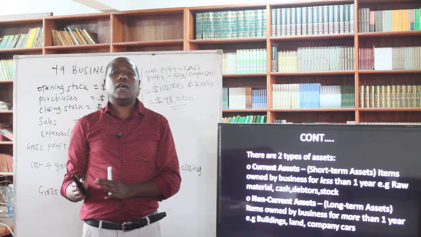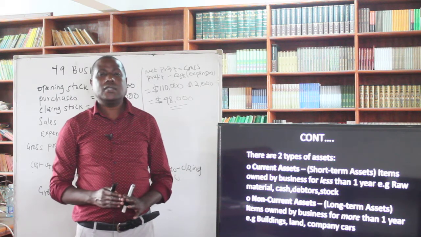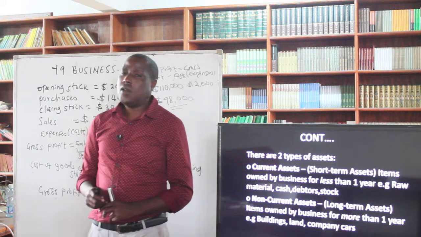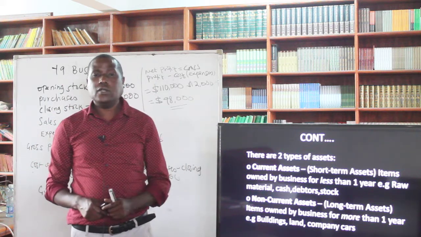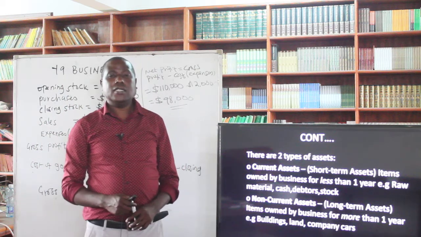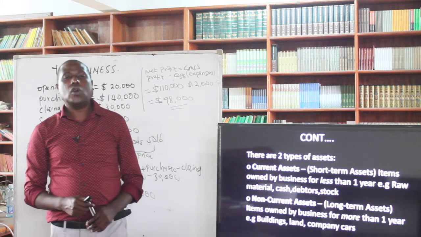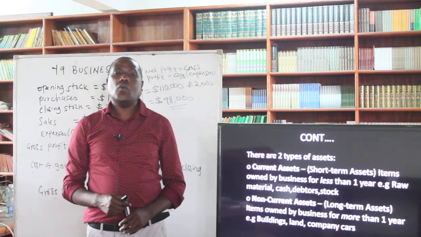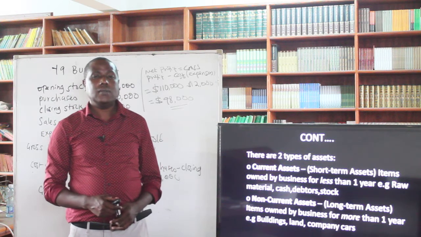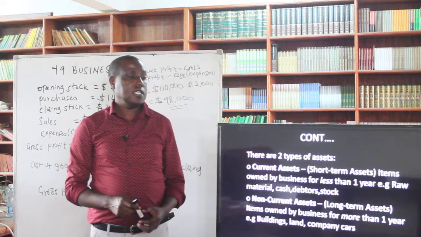There are two types of assets, right? Current assets and non-current, or what we call fixed assets, right? Current assets, these are the short-term assets, items owned by businesses for less than 1 year. For example, raw materials, cash, debtors, stock. Non-current assets, or what we call fixed assets or long-term assets, are items owned by the business for more than 1 year. For example, buildings, land, company cars. And that brings us to the end of our first part of the lesson.